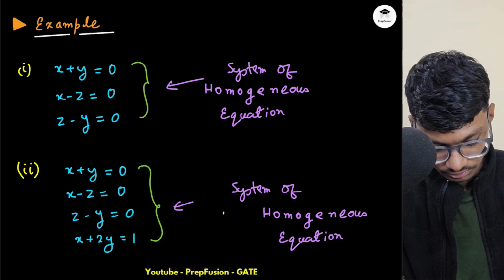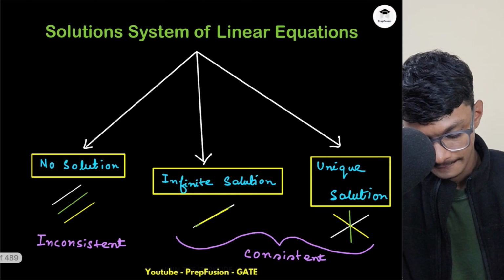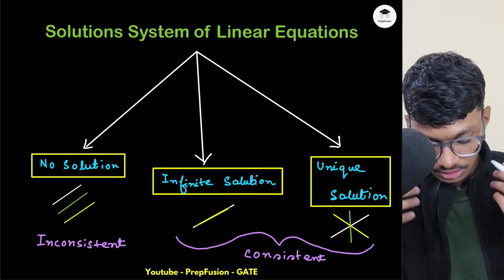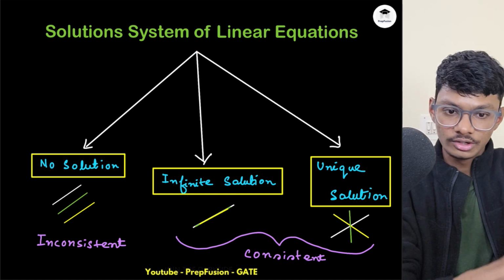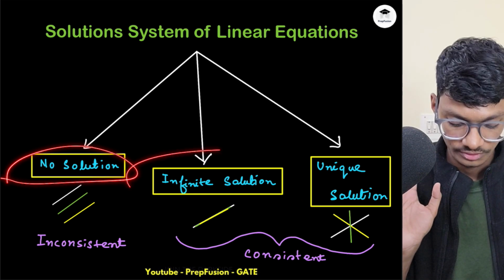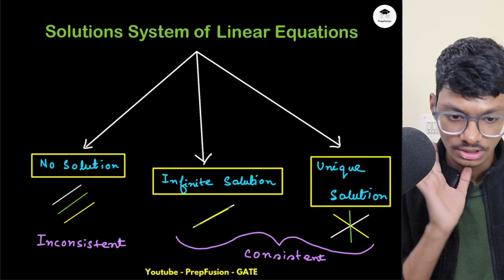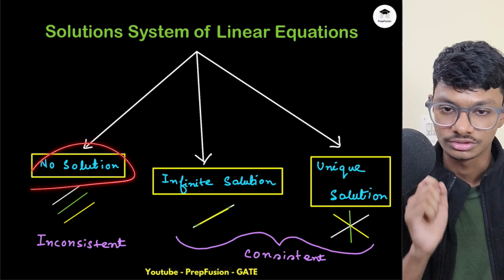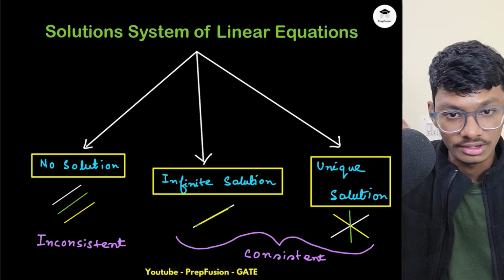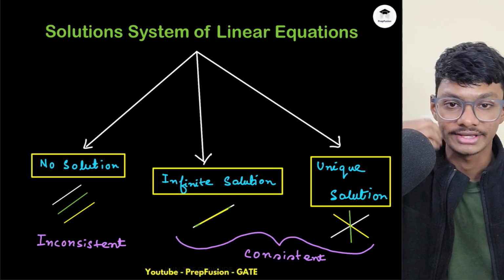Okay, so basically let's talk about the solution of system of linear equations. The solution of a system of linear equations can be of three types: one is no solution, one is infinite solution, and one is unique solution. Infinite solution and unique solution are called consistent, and no solution is called inconsistent. We have already learned this many times before, so I will not explain this in brief.